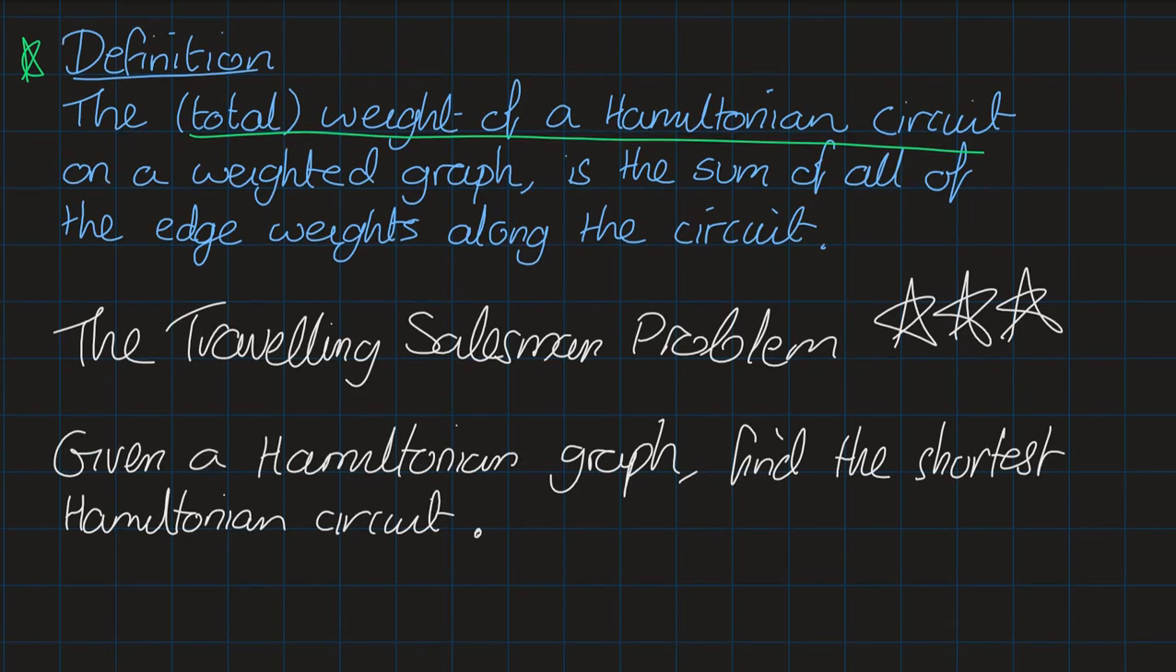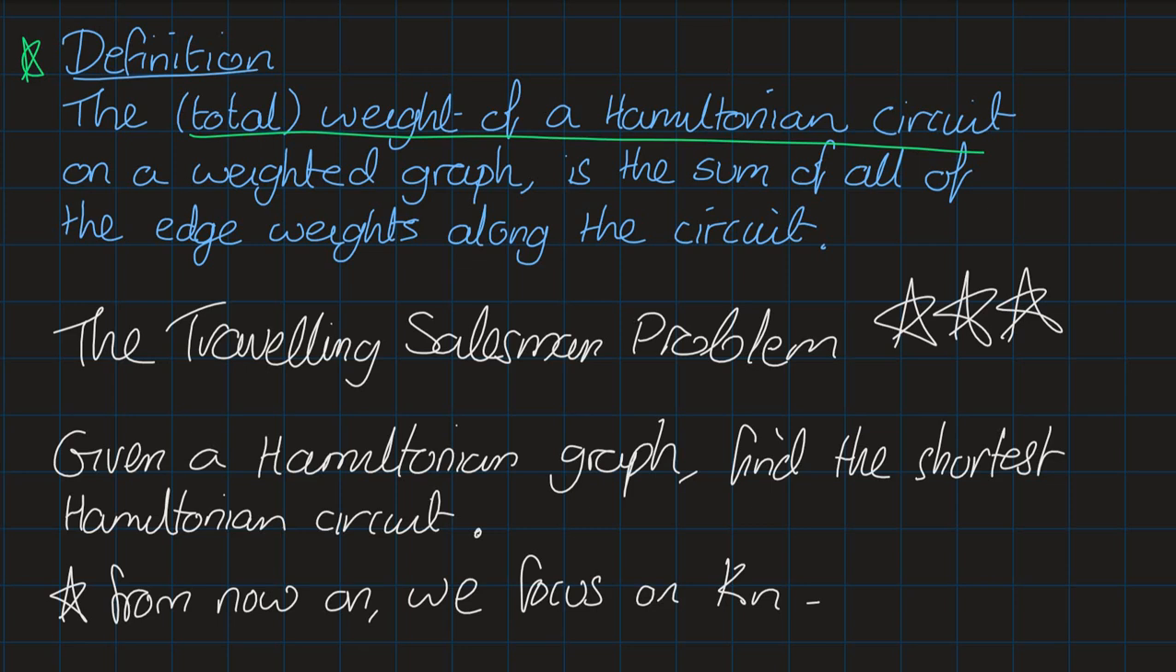Okay? One more thing I want to note is that from now on we mainly focus on the complete graph. Because we know that the complete graph is Hamiltonian. And you don't really lose much real world application by only considering the complete graph. So we're going to try and solve the travelling salesman problem only on complete graphs. Complete graphs aren't the only Hamiltonian graphs, but they are Hamiltonian graphs.